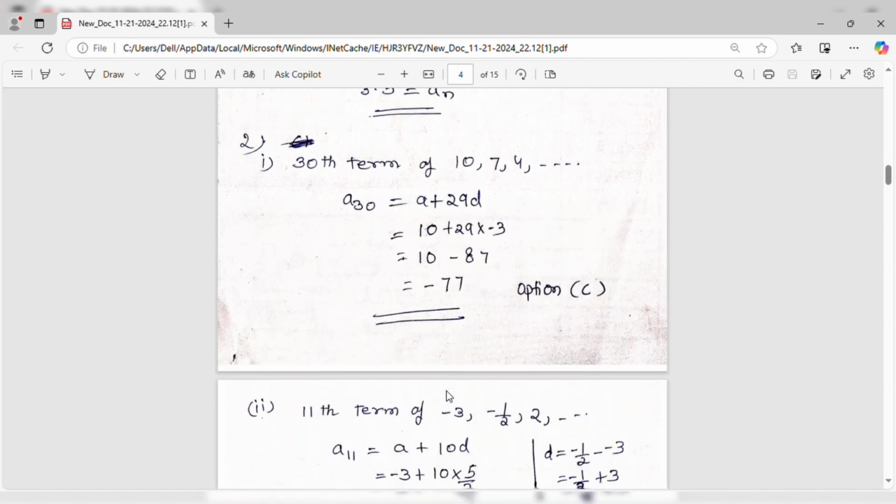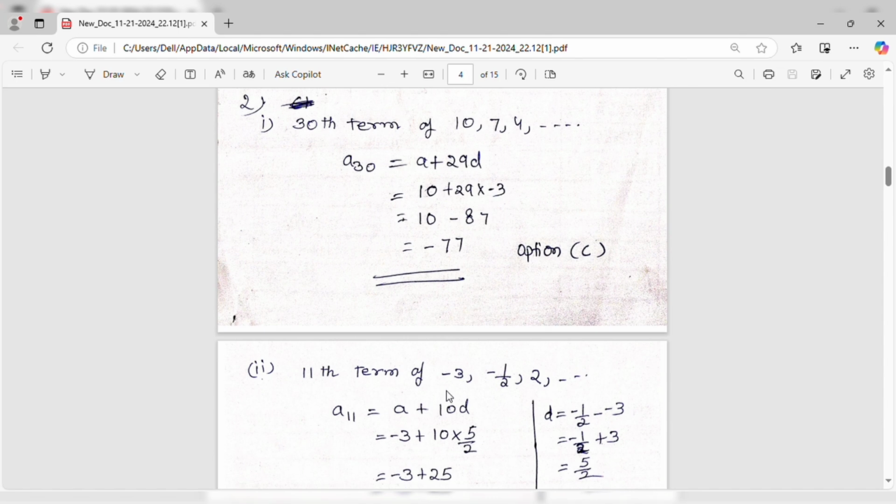In the second question, it's an MCQ and we are asked to choose the correct answer and justify. So the first part is: 30th term of AP 10, 7, 4 is. We are asked to find the 30th term which is A30. According to the formula for AN it would be A plus 29D. So 10 plus 29 into minus 3, it would be 10 minus 87 which is minus 77. So option C is the correct answer for this.